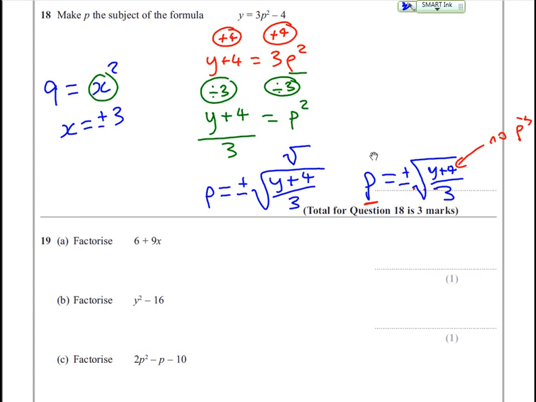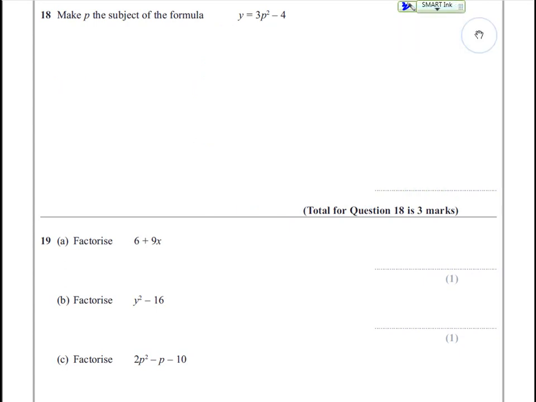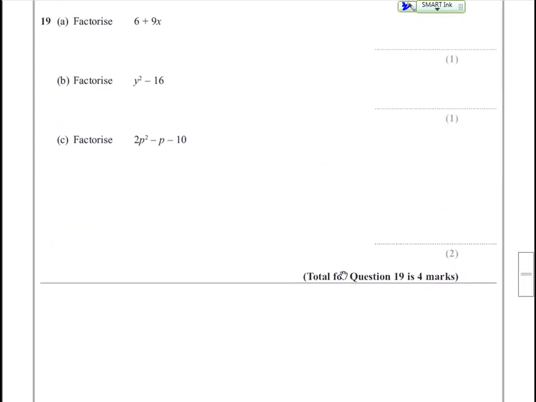Question 19. Factorize 6 plus 9x. So let's just move it to the top. 6 plus 9x. We look at the two terms and what's common in both. There's no letters common, so we don't have to worry about that. The numbers are common in the 3 times table, so we can take out 3. What do we times 3 by to get 6? 2. What do we times 3 by to get 9x? 3x. What goes in the middle? A plus. So that's your answer: 3 brackets 2 plus 3x.